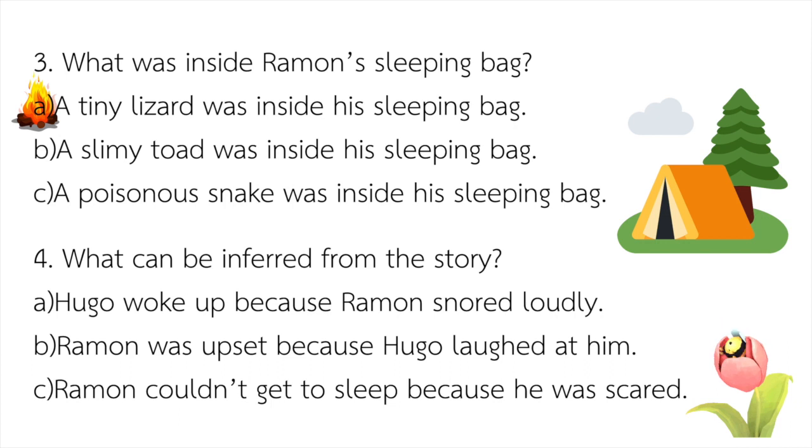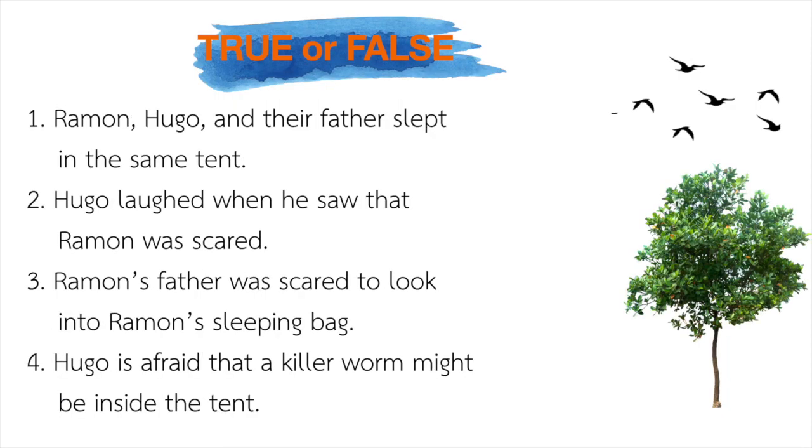Number 4. What can be inferred from the story? A. Hugo woke up because Raymond snored loudly. B. Raymond was upset because Hugo laughed at him. C. Raymond couldn't get to sleep because he was scared. The answer is C.